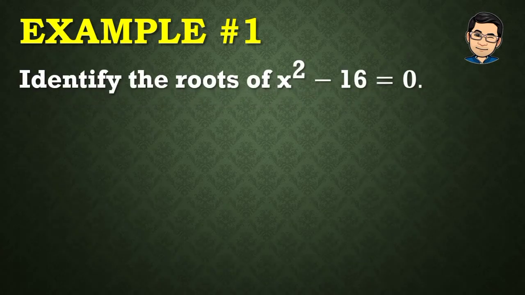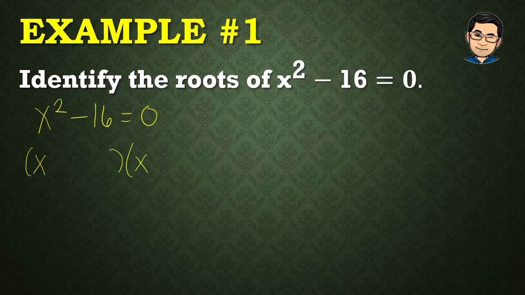Identify the roots of x squared minus 16 is equal to 0. So, ang una natin gagawin, lista lang natin, write natin ulit yung equation, x squared minus 16 equals 0. And then, we can apply factoring difference of two squares. So, mangyayari dito, square root of x squared is x. Sulat natin magkabilaan yung x. And then, square root of 16 is 4. Plus 4, tsaka minus 4. And then, equate natin sa 0.